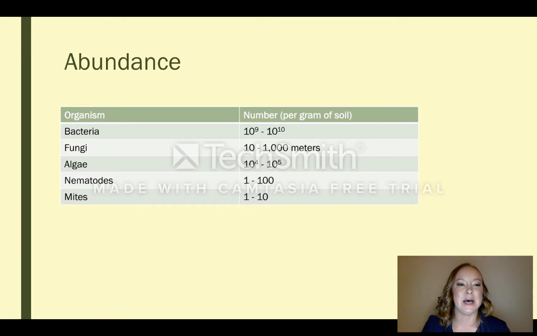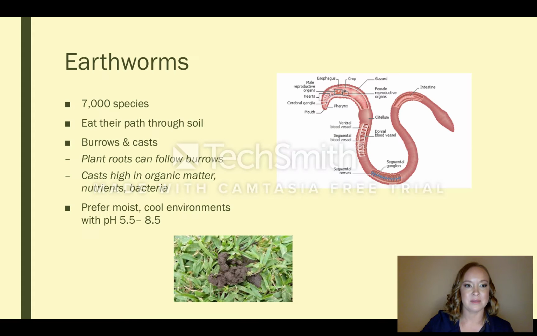And also some abundance of different types of organisms in the soil. We also have algae. You can have 1,000 to 10,000 algae. Nematodes, up to 100 nematodes in that same 1 gram. And then also possibly up to 10 mites in that 1 gram. There's a lot of different stuff going on in that small 1 gram of soil. So you can imagine on a larger scale how much stuff is going on.